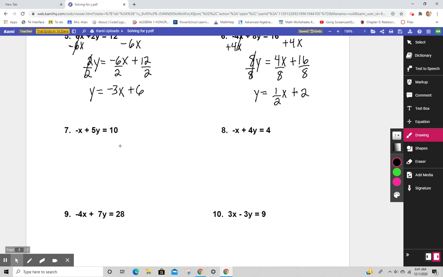All right, number 7. Let's add x to both sides. Now this is gone. We have 5y on this side equals, it'll be x plus 10 on this side. All right, divide through by 5. So you'll have y equals, you can always put a 1 over here. So that's 1/5 x plus 10 divided by 5 is 2.